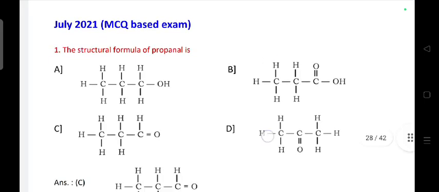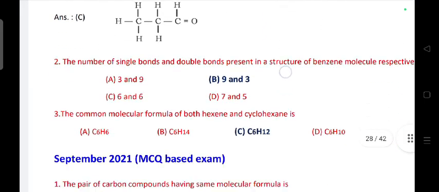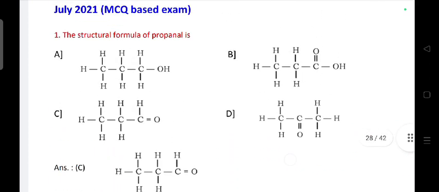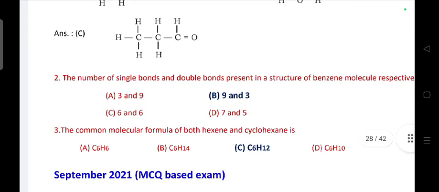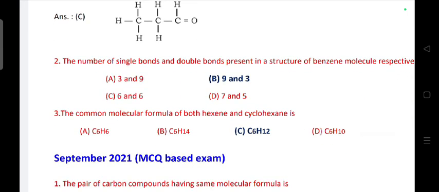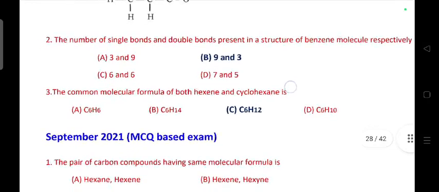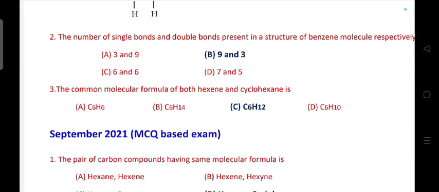So 3 MCQ questions, that means 3 marks. The structural formula of propanol, the propanol structural formula is C. Then the number of single bonds and double bonds present in the structure of the benzene molecule, that is 9, 3. Then the common molecular formula of both hexene and cyclohexane is C6H12.